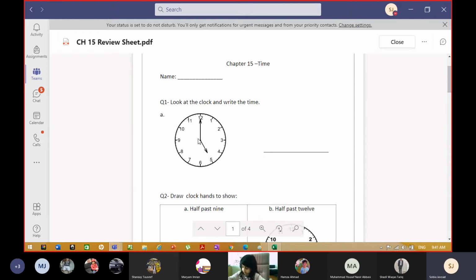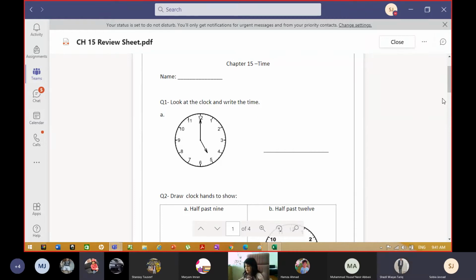Now, if the short hour hand is on 5 and the minute hand is on 12, what is the time on this clock? Yes, please, shout it. 5 o'clock. Yes. Wonderful. We are just revising.